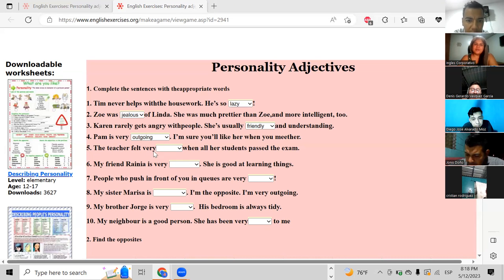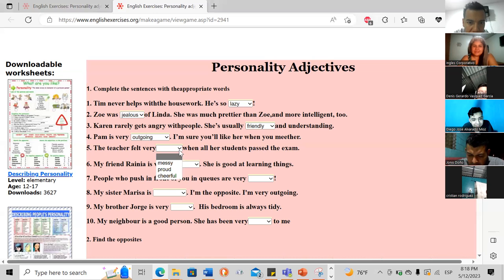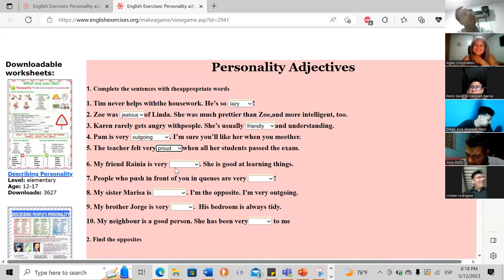The teacher felt very messy, proud, or cheerful when all her students pass the exam. ¿Cómo me siento si ustedes pasan el examen? Cheerful. Proud. What is proud? Orgullosa. That is proud. Orgullosa de todos nosotros. Yo sé que sí. Siempre estoy orgullosa de ustedes todos los días.